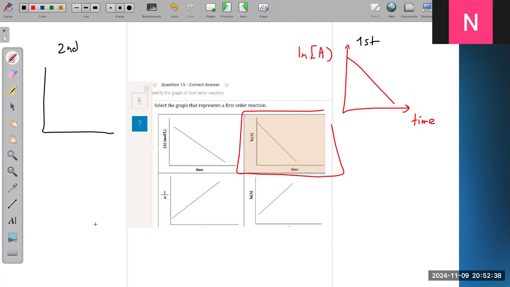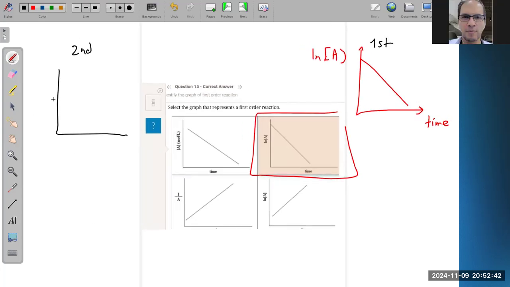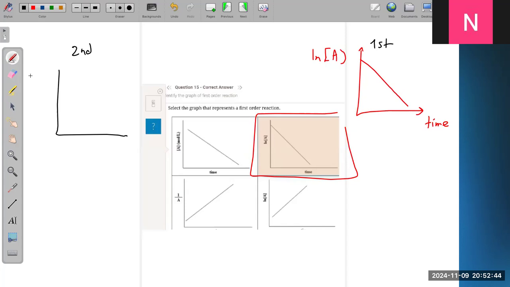So can you repeat the question? It's the second order. What is the curve for the second order? I don't remember. 1 over... I think I remember. 1 over the concentration, right?